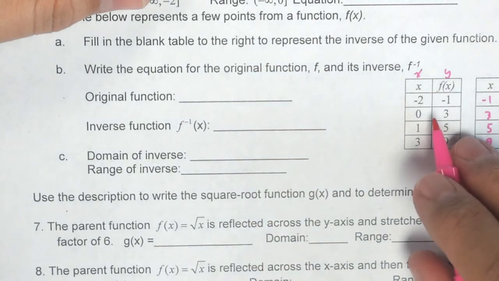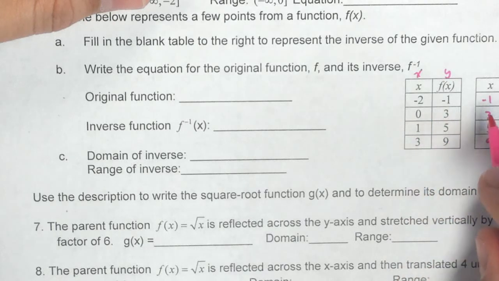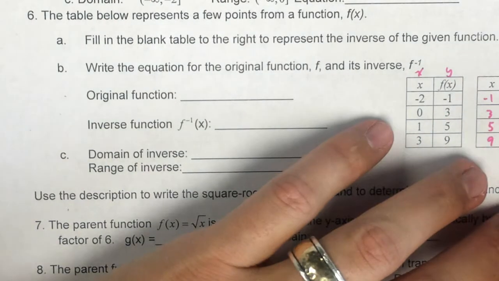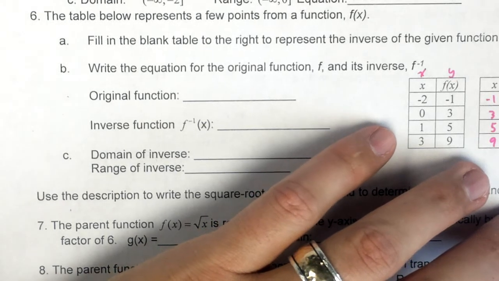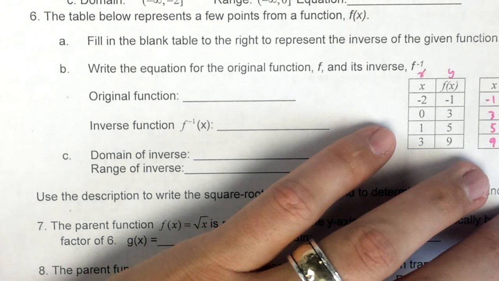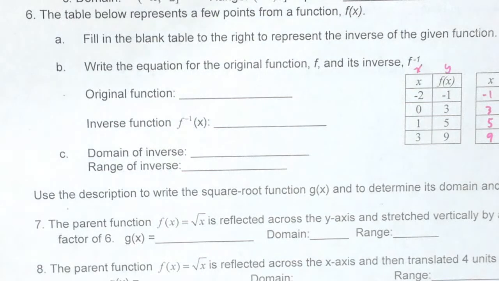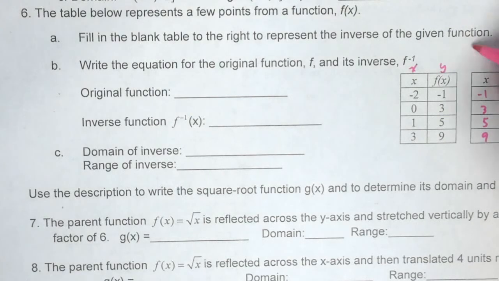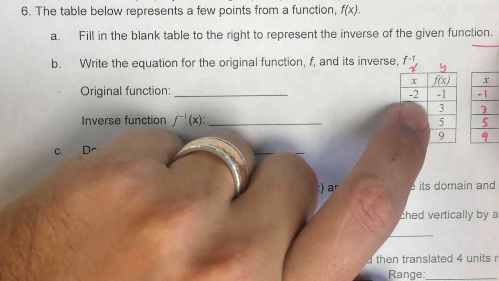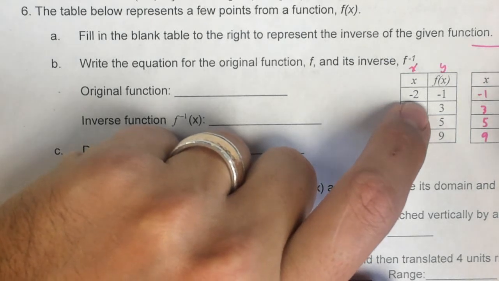My original function here, well, let's see what's happening. Let me pause this. Okay, this is a linear equation. So this other one will be a linear equation too. Let's get an idea what this will look like. Wish I had graph paper.